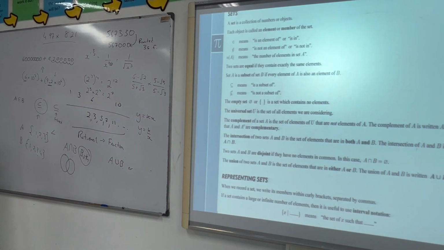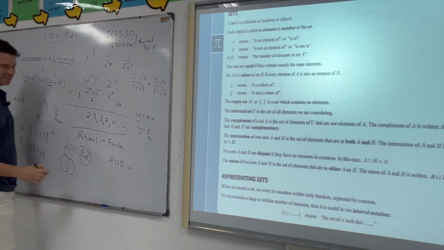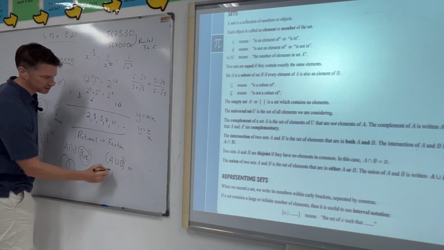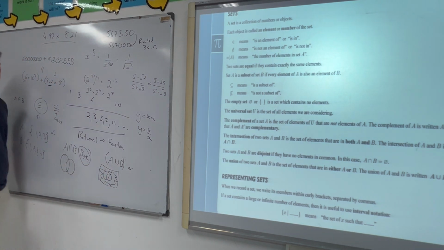But then it's in A and B. When it says A, B, and then the complement, that's everything outside. So the complement is just the opposite. Everything that isn't A or B, everything that isn't A. If I'm drawing A union B complement, that's everything outside here. That's A union B, then complement.